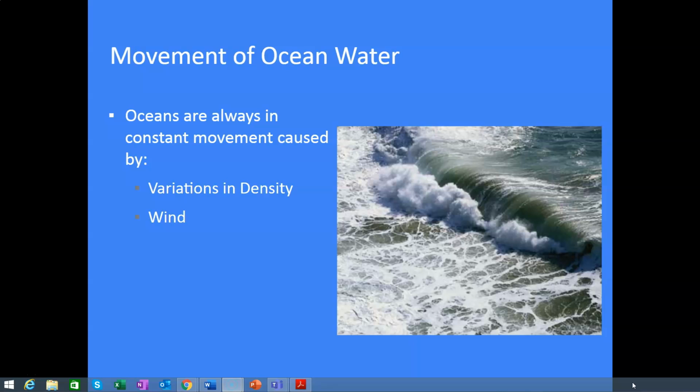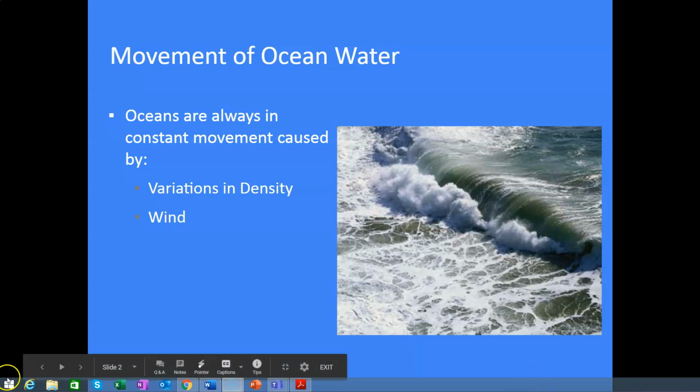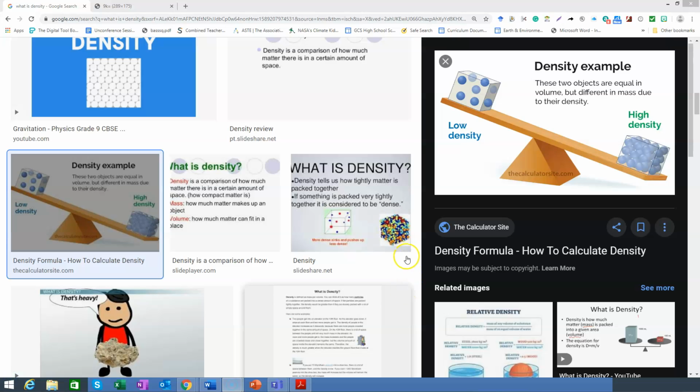Specifically with variation in density, you have to keep in mind two things. First, let's make sure we know what density means. Now, I know currently there are a lot of things happening on the screen. I wanted you to be able to see them all at once, but I want you to focus at certain points. So I want you to focus right here, right now. It says, what is density? And it says density is a comparison of how much matter there is in a certain amount of space.